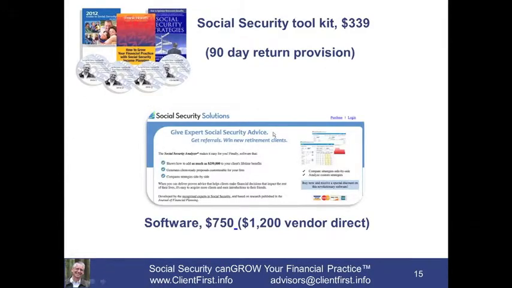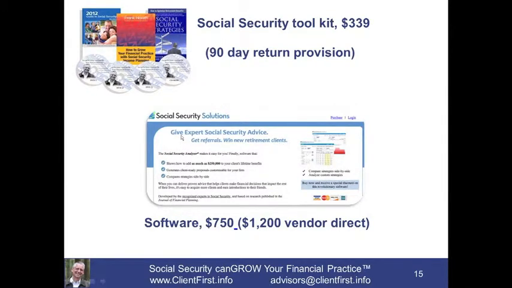All right, so a couple questions about pricing for these different products and services. The Social Security Can Grow Your Financial Practice Toolkit retails at $339, and I believe in this product so strongly, and I haven't had a single one returned to me, that I provide a 90-day return provision as well on the toolkit.